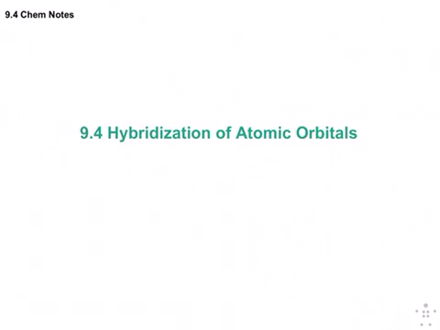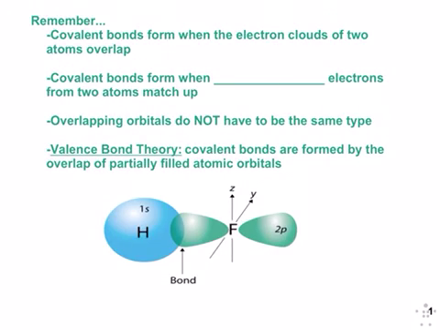Today we are going to look at what actually happens with these electrons and the orbitals that the electrons are in when we make these covalent bonds. Before we can really get into that, we need to talk about some things that we maybe talked about a couple chapters ago. First of all, covalent bonds form when the electron clouds of two atoms overlap. That's shown right here. And this overlap space is where the newly paired electrons will reside.